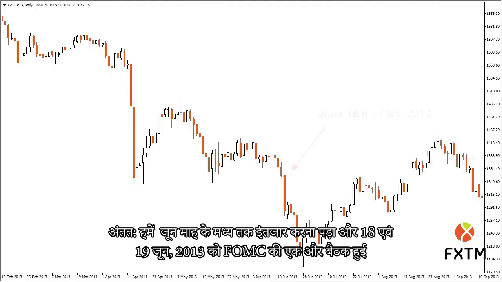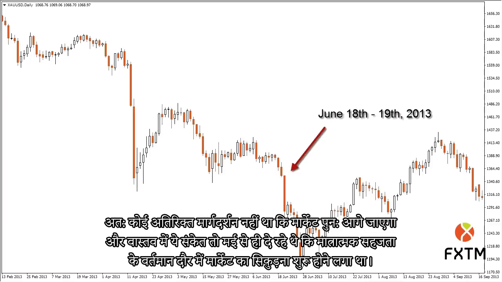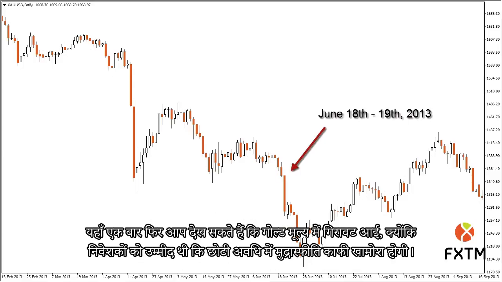Finally, we go all the way out here to the middle of June. This is again in 2013, June 18th and 19th. This is another FOMC meeting. There was no additional guidance that the Fed would be stepping back into the market again. In fact, they had already been hinting in May that it was time to start tapering the current round of quantitative easing that was in play. So, once again, as you can see here, the value of gold declined because in the short term, investors were expecting that inflation would be fairly muted.